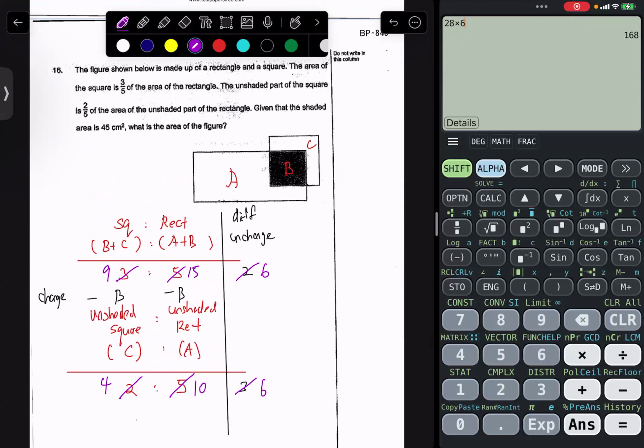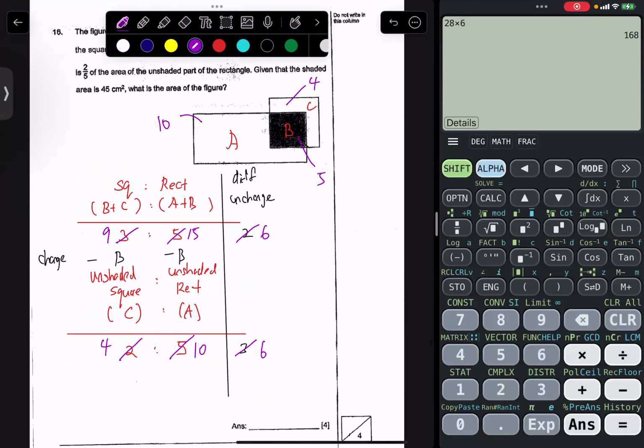Because without the B, that is 5 units, which means that this C is 4 units, B is 5 units, A is 10 units. Given that the shaded area is 45, what is the area of the figure? So then we can solve it easily already. 5 units equals to 45, 1 unit equals to 9. Total area of the figure is A, B, and C, which is 19 units. Make sure you don't double count. So 19 times 9. 171.